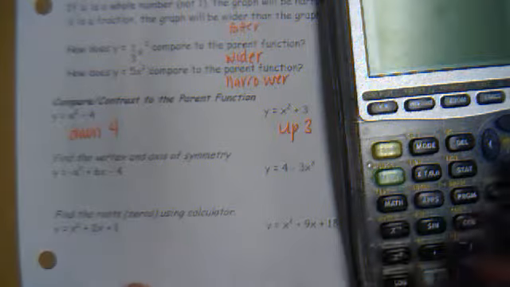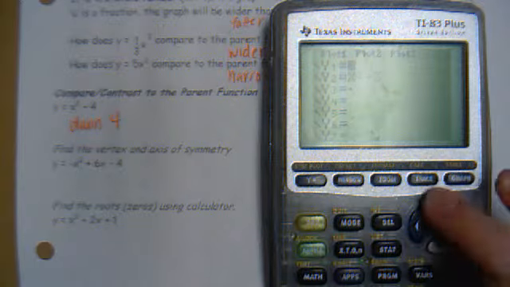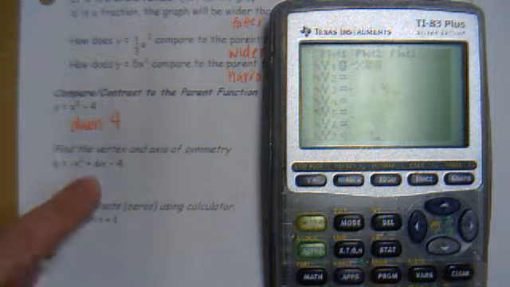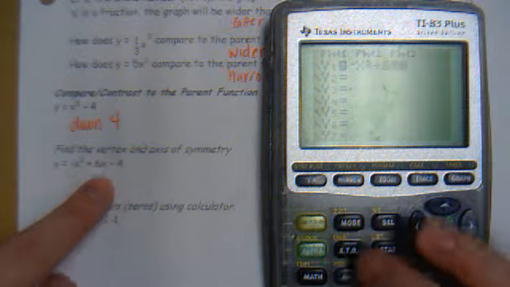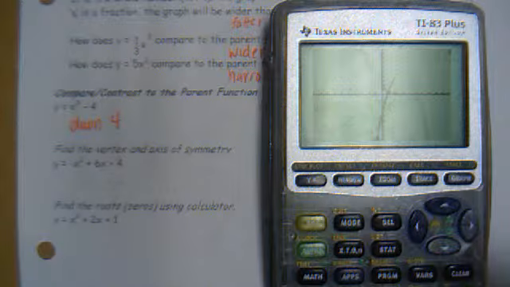Alright, so again, we're going to be using our calculator. I'm going to plug these in, I'm just going to do y1. So I'm going to have negative x squared plus 6x minus 4, and y equals, hit graph.